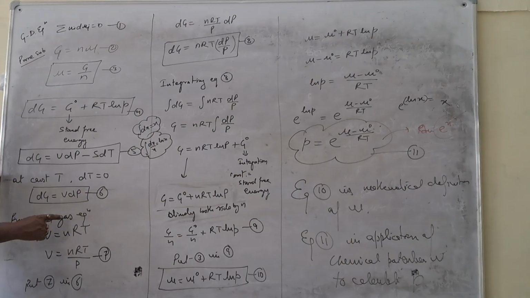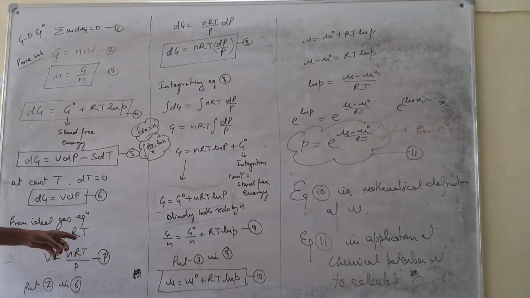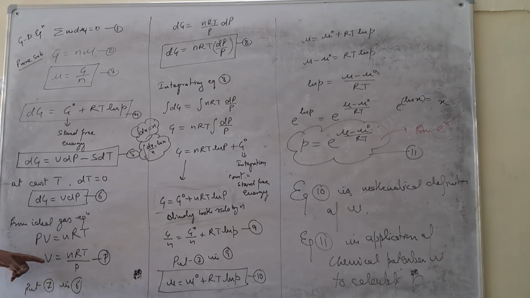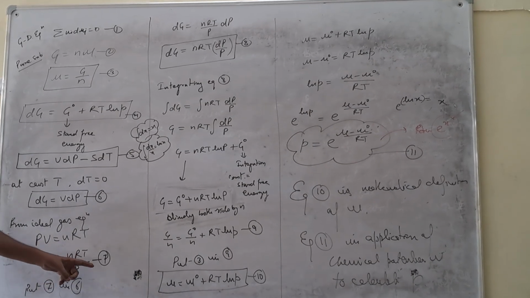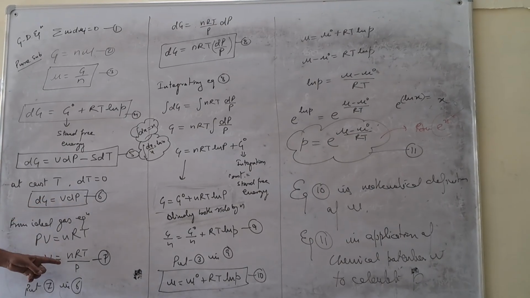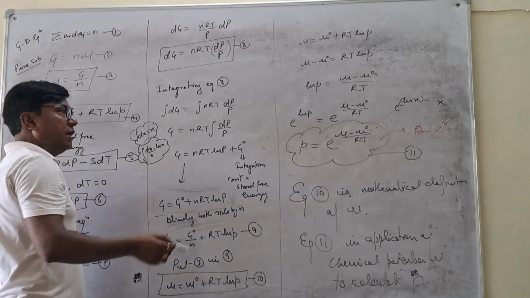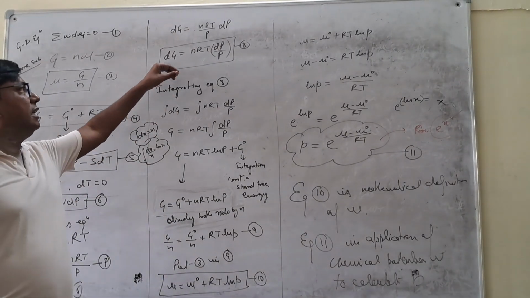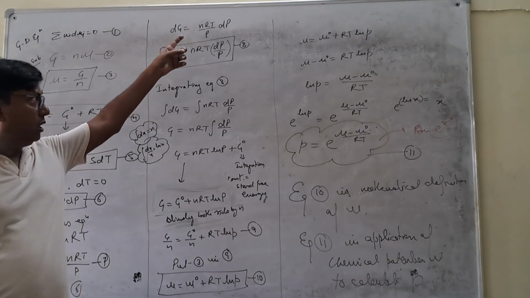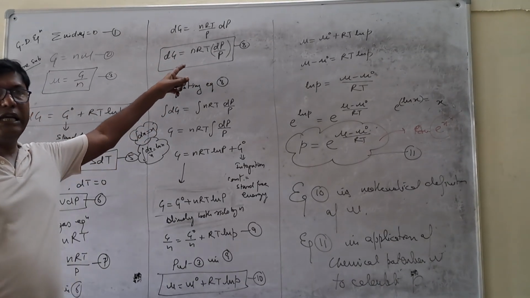For that, we are using the ideal gas equation, PV is equal to nRT. From here, we get V is equal to nRT upon P. Put equation 7 in equation 6, that is, the value of this V from equation 7. From this, we get dG is equal to nRT dP upon P. This is only a rearrangement of the equation, so that we can now go for the integration.